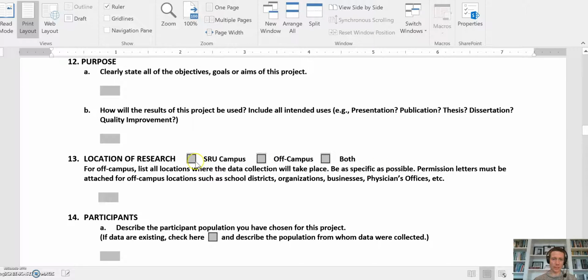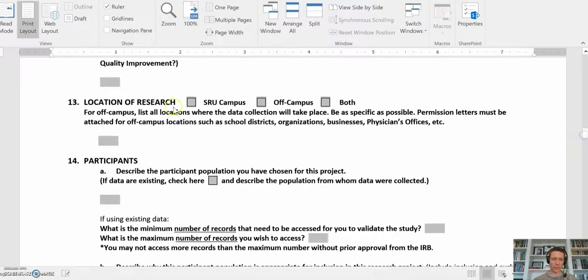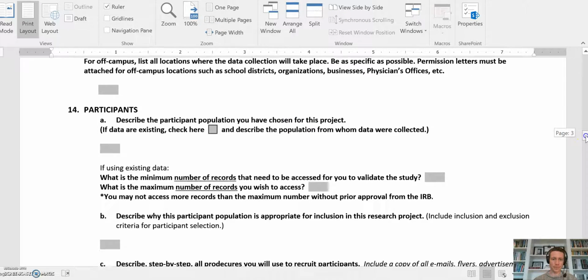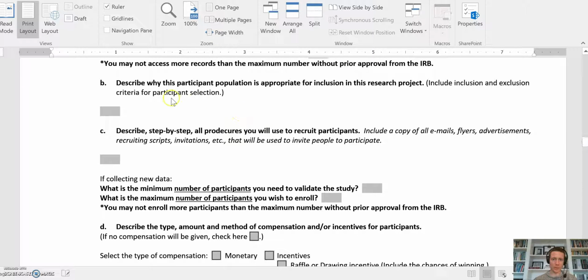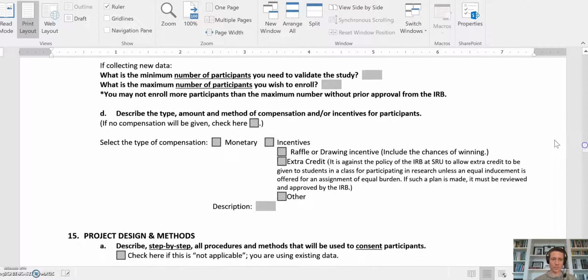And then you're going to list the purpose. How will the results be disseminated? What's the location of the research? Who is your target sample? The participants. Why is this participant population appropriate? Describe step by step all the procedures you will use to recruit the participants. What's the minimum and maximum number of participants? Describe the amount of compensation or any type of incentives.